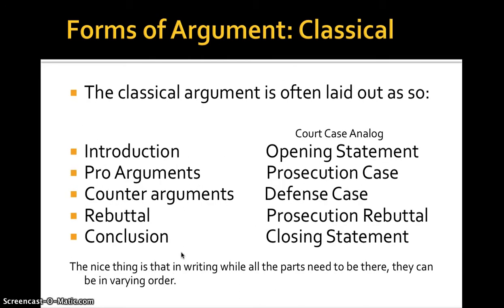This is sort of the outline of what a classical argument should look like, and it's the outline of what your papers will likely look like. If you think about the court case, you've got opening statements, prosecution makes the case and presents evidence. The defense makes a case, presents evidence. The prosecution comes back and says the defense's evidence is not good enough, and here's why. And then both sides make closing statements.